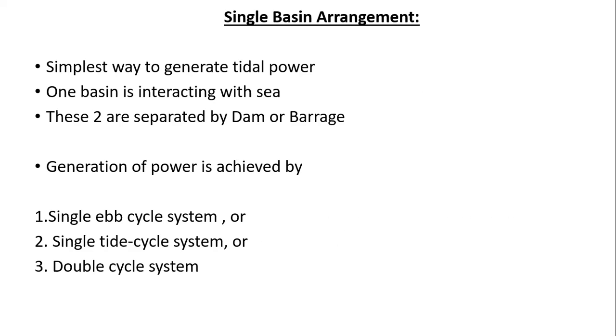First one, a single basin arrangement. There is only one basin, interacting with the sea. The basin and the sea are separated by a barrage, and the flow between the basin and the sea is through sluiceways. Sluiceways means gates, so these sluiceways are also called sluice gates.